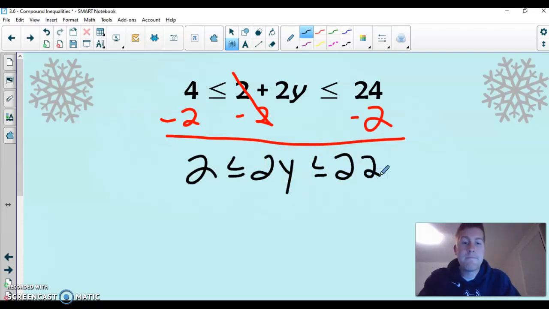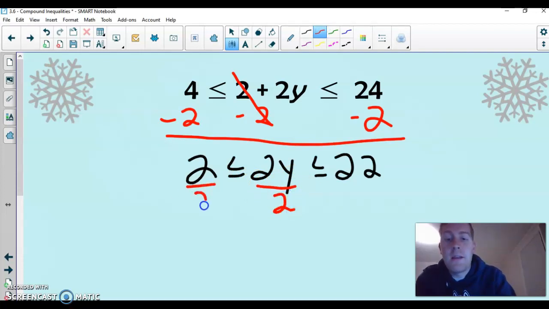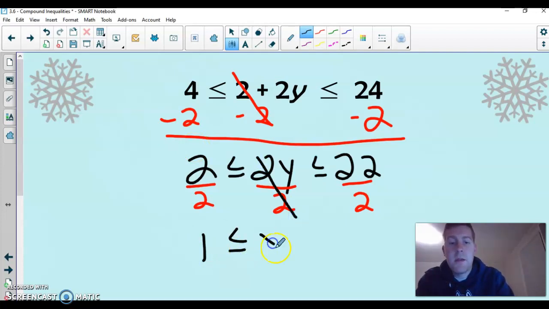Okay? Now in the middle, we still have this 2y inside here, right? So how do we undo multiplying y by 2? We're going to divide by 2. So if I divide the middle by 2, I have to also divide the far left-hand side and the far right-hand side by 2. So let's simplify. On the left-hand side over here, 2 divided by 2 is 1, which will be less than or equal to, oh, my 2's cancel out there in the middle. I'm left with y in the middle, which is less than or equal to 22 divided by 2, which is 11.